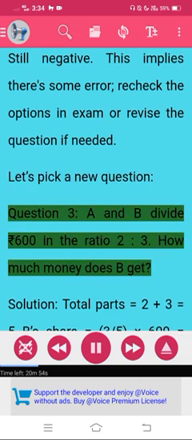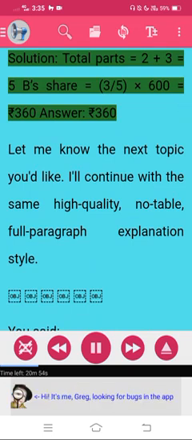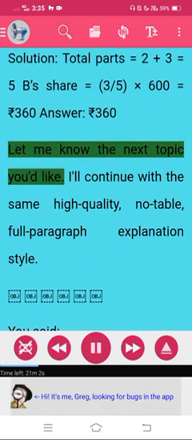Let's pick a new question. Question 3. A and B divide 600 rupees in the ratio 2:3. How much money does B get? Solution. Total parts equals 2 plus 3 equals 5. B's share equals 3/5 times 600 equals 360 rupees. Answer, 360 rupees.